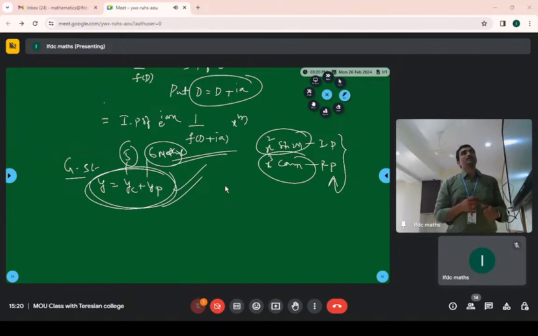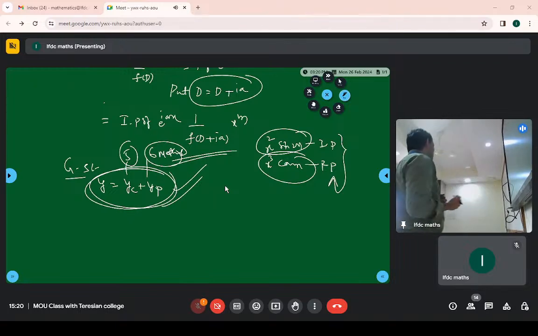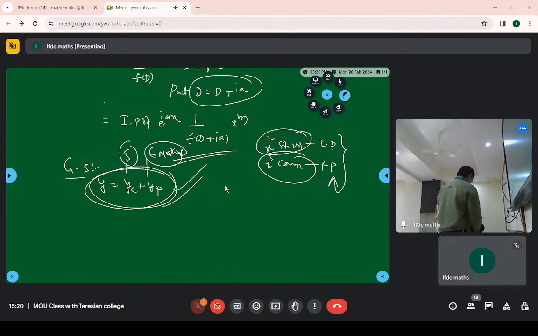Yes, sir. Okay, so we will look into one or two problems, and then I will move on to the partial differential equation concepts. For example, I have one equation here.